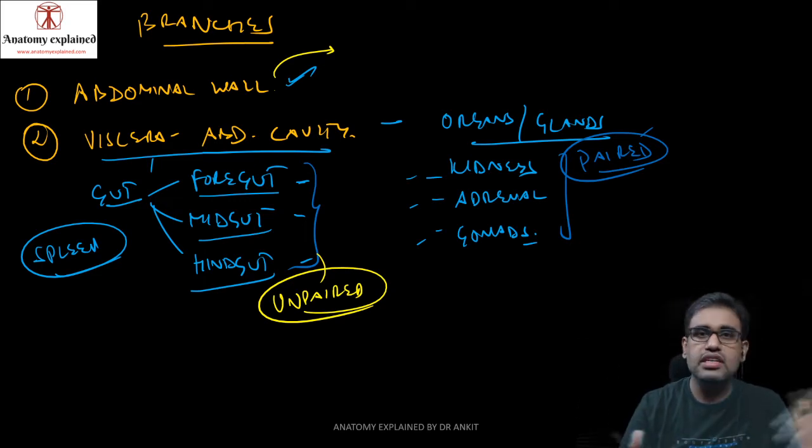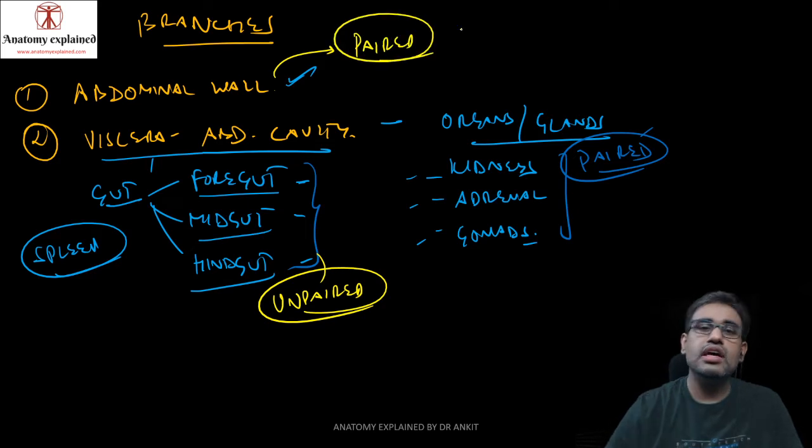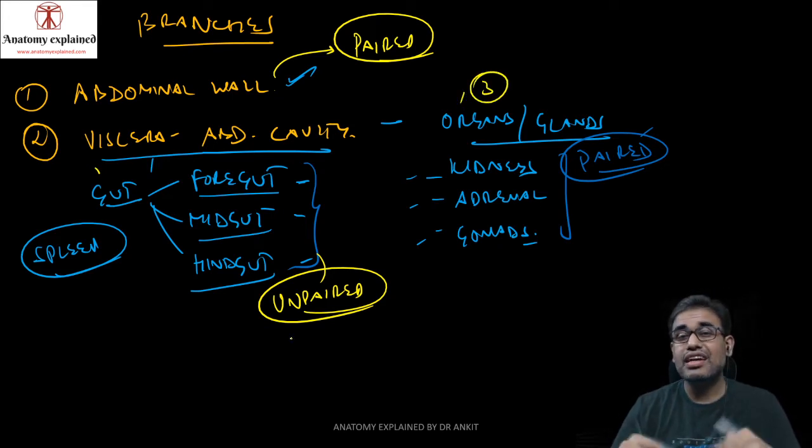For the abdominal wall, normally, because the artery is in the midline, you have the right side of the wall and the left side of the wall, so common sense is that the branches coming from the abdominal aorta have to be normally paired to supply the abdominal wall. So if we understand these three areas, one is the wall, one is the viscera, the gut part, and third, the organs, they are our target areas.